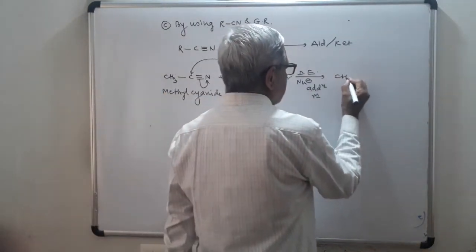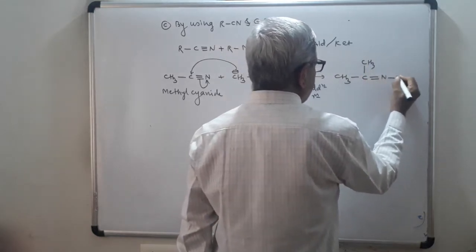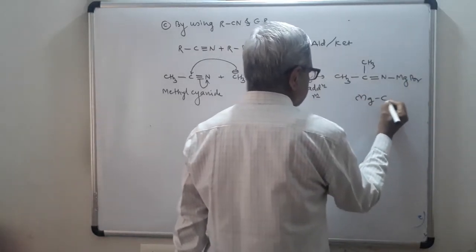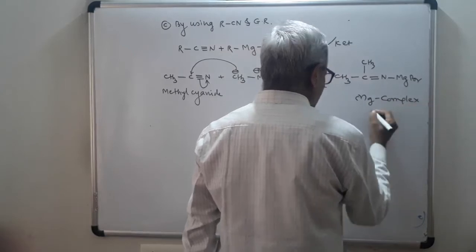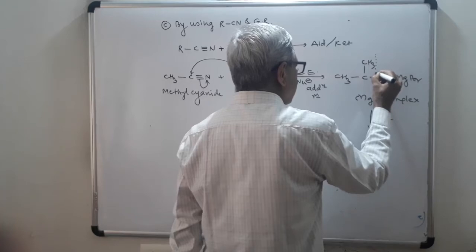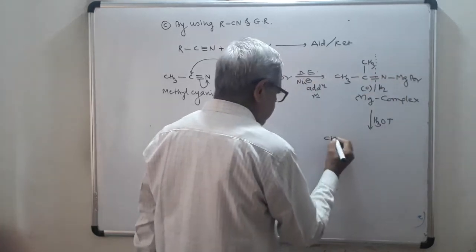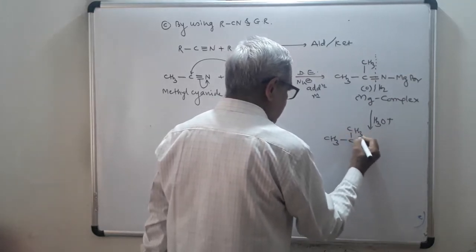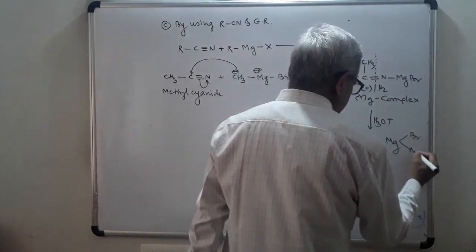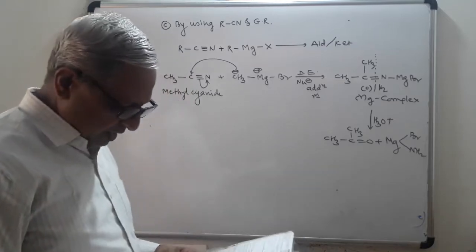So you will get here CH3 C double bond N MgBr. This is known as a magnesium complex. This magnesium complex immediately undergoes acid hydrolysis. You will add the water molecule here, hydrogen and oxygen. By using this, you will get acetone, CH3C double bond O. Another product is MgBrNH2. In this way, we can prepare any aldehyde as well as ketone.